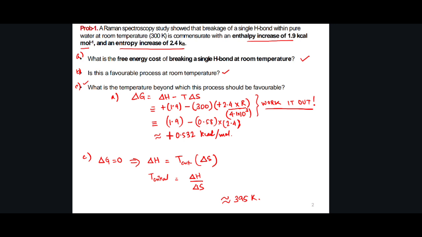So if I break one hydrogen bond from that network, how am I going to do that? You have to be a really cool experimentalist, technically trained, to make sure that I'm removing just one. You do certain tricks, but at the end of the day, there's an enthalpy increase of 1.9 kcal per mole and an entropy increase of 2.4 kB, right?